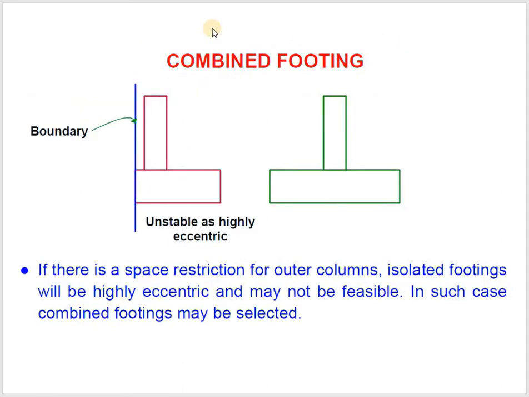Next is a combined footing. In which cases will you combine the isolated footings? First is whenever there are space restrictions. That means if you are constructing foundations, and some of your footings are moving towards the boundary and you won't get the complete footing, because of that you have a space constraint. So what you do is combine that particular footing.